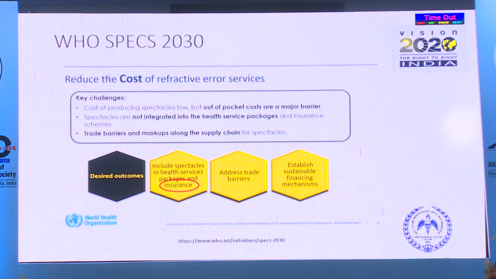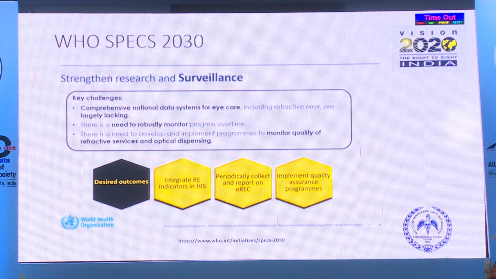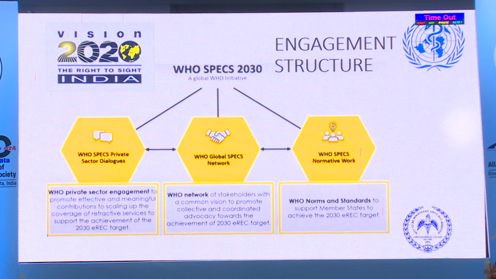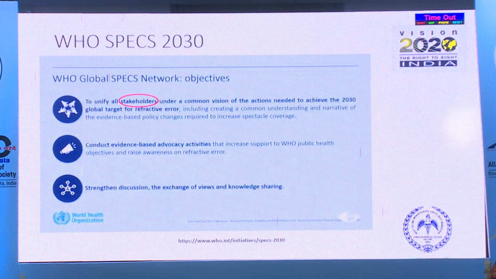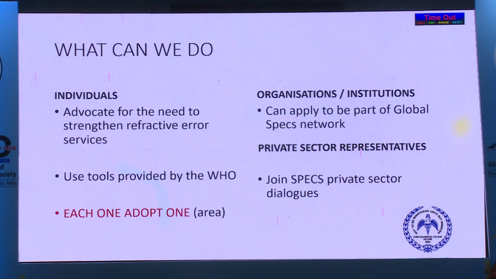As far as cost is concerned, insurance, trade barriers, and sustainable mechanisms need to be looked into, and effective ways have to be looked at to cut costs where ready-made specs can do it at 1/4 the cost. If there is no surveillance, there is no program. So we need to integrate this with the hospital information systems, periodically report eREC, and implement quality assurance programs. The WHO intends to do this by the private sector dialogues, the SPECS network, and the SPECS normative network to unify stakeholders, make evidence-based advocacy activities, and strengthen discussion.